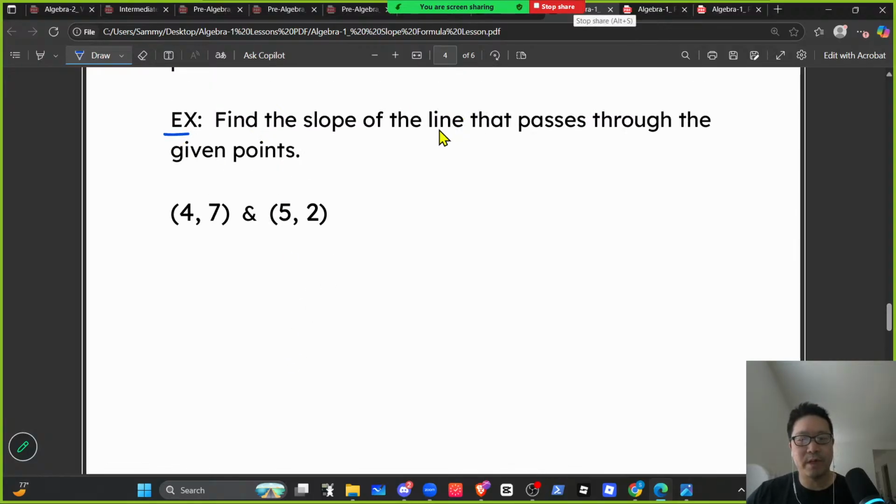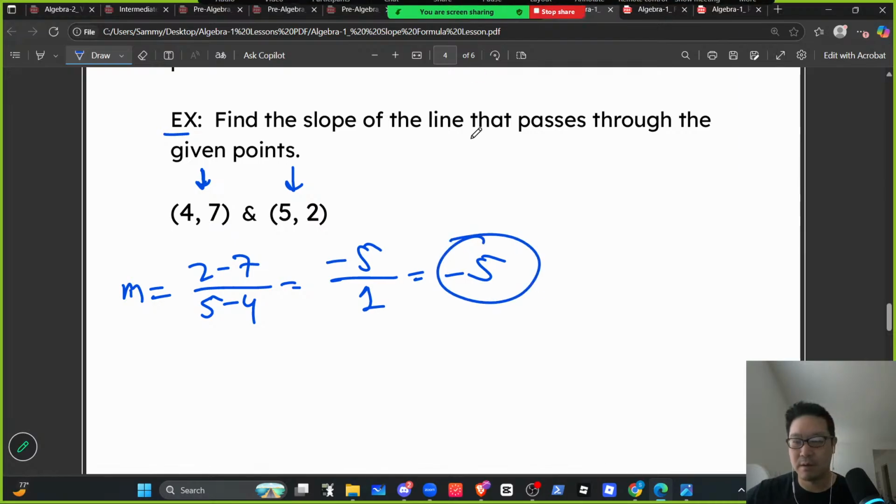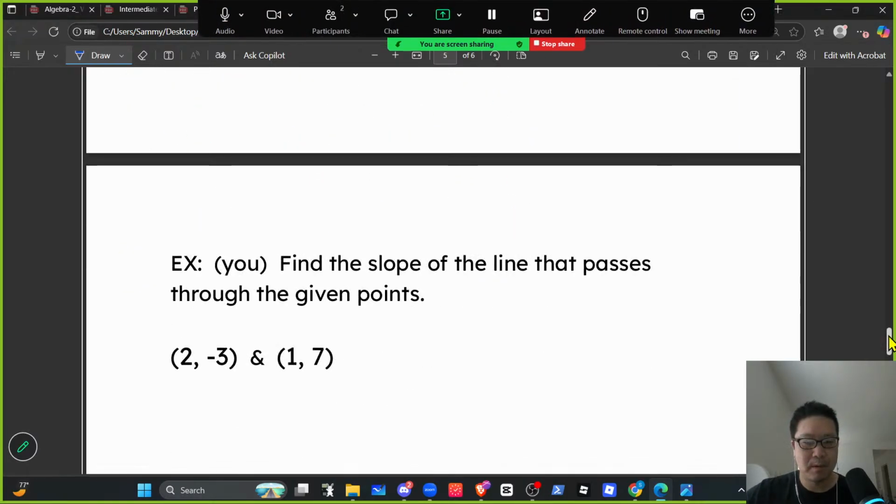Okay, so this one: find the slope of the line that passes through the given points. All you have to do is use the formula. And again, if you start with one point, you have to stay consistent. You could start with either one, and either one will give you the correct slope. So following the formula, we do the change in y, so 2 minus 7, and then the change in x, 5 minus 4. 2 minus 7 is negative 5. 5 minus 4 is 1. And we end up with a slope of negative 5.